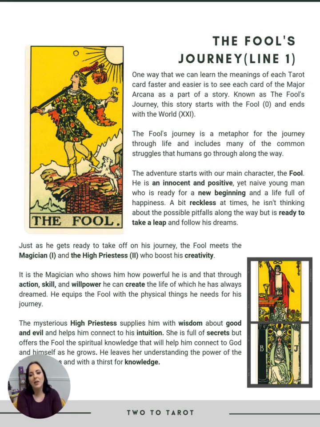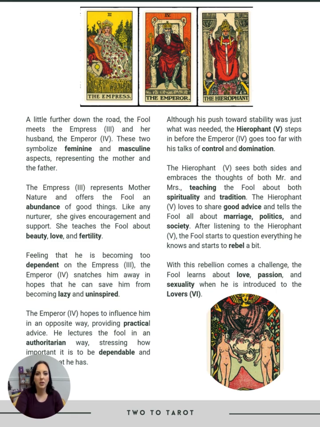The thing to remember with the High Priestess is she represents duality, and she has both light and dark inside of her, just like we do. So those are our number 1 and our number 2 characters.